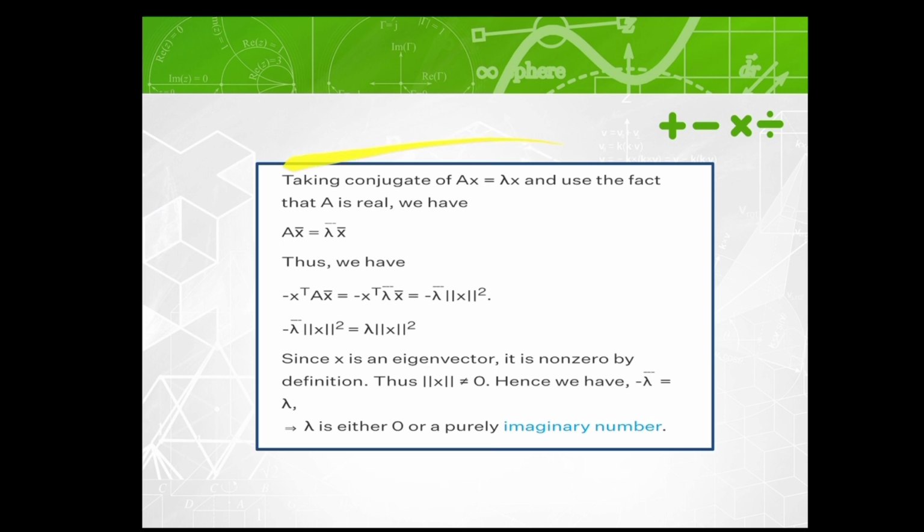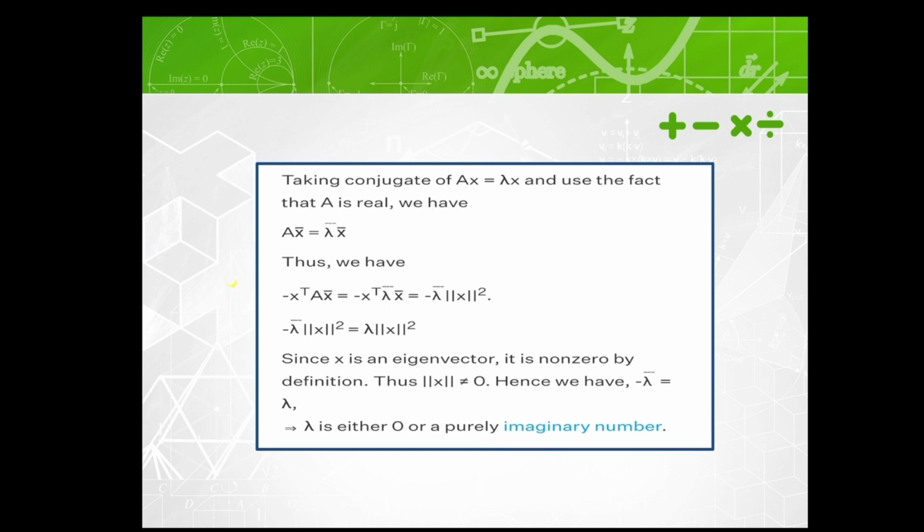Taking the conjugate of Ax equal to lambda x and using the fact that A is real, we have A x bar equal to lambda bar x bar. This means lambda x whole bar, where lambda is treated as a constant value. If it's imaginary, then it has a conjugate; if it's real, it won't have any conjugate. The real number will be constant.